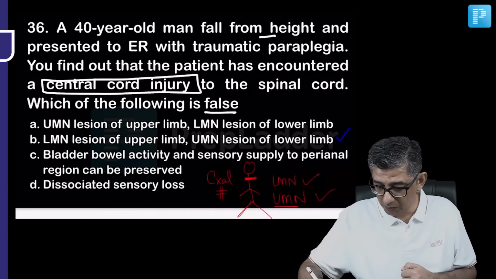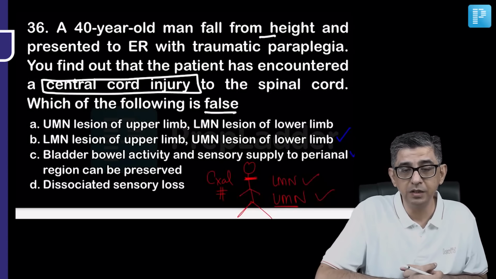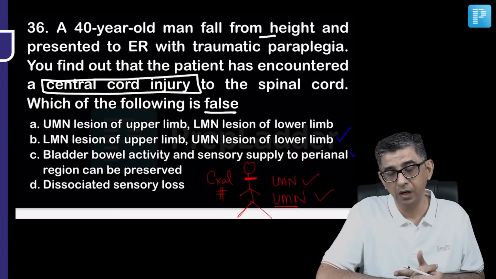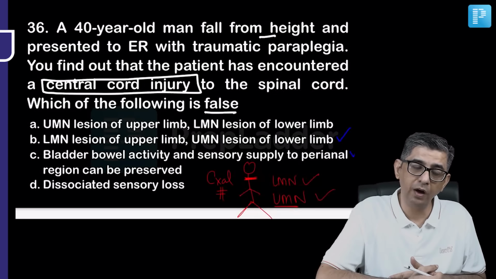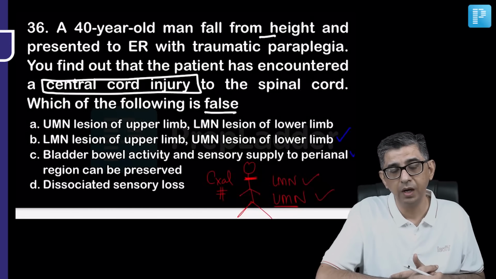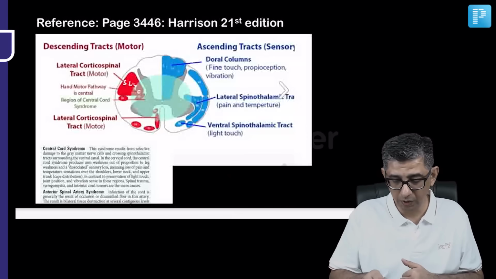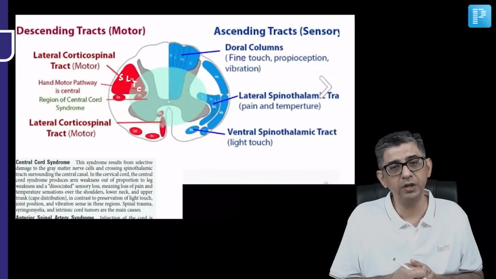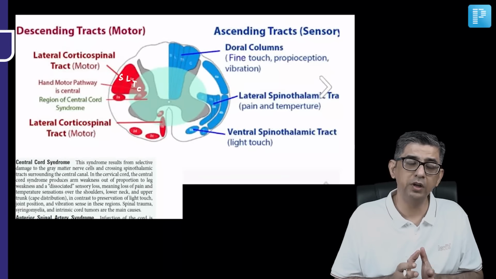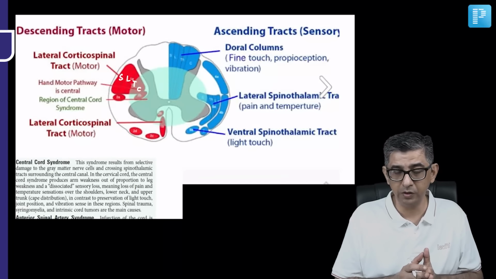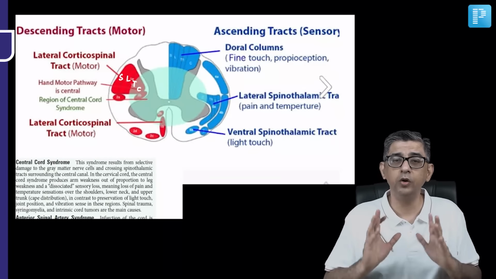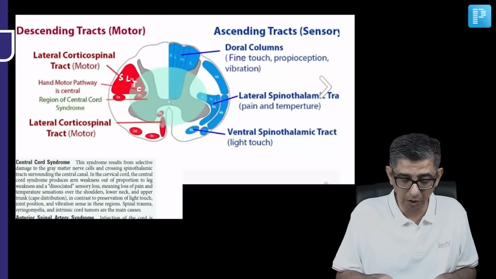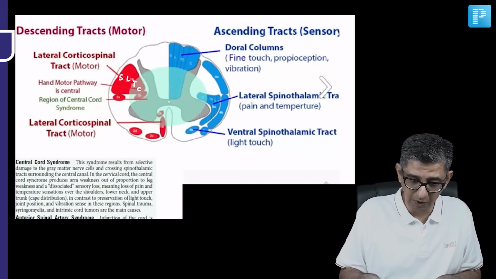Now you are left between A versus D. D says dissociative sensory loss. Now the pathways which are involved in this case are the lateral spinothalamic pathway, and because central cord syndrome would occur in a very asymmetrical fashion, there can be a development of dissociated sensory loss. The meaning of dissociated sensory loss is that the sensory loss does not occur all over the body. It is mainly over the neck area and the shoulder area in a cape distribution. This is what the textbook says.